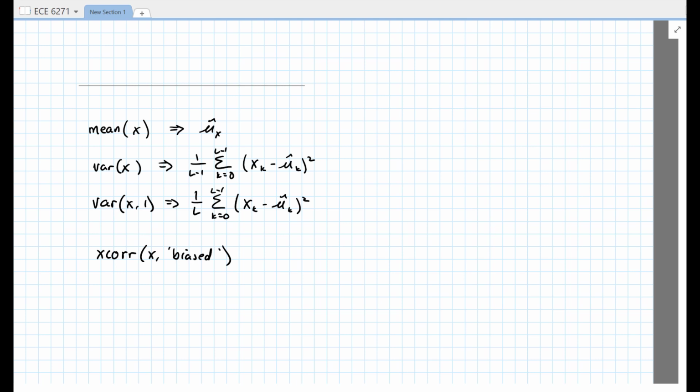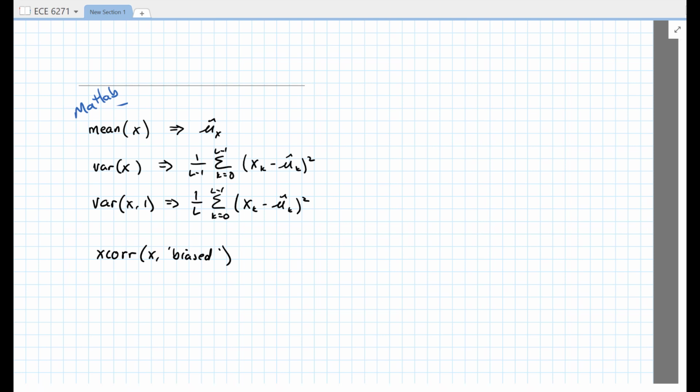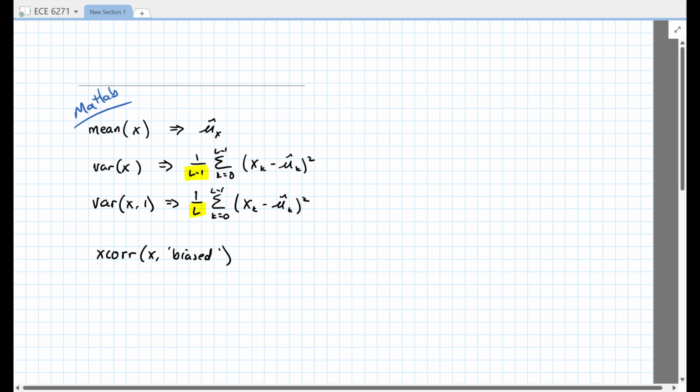I'd like to take just one more minute and describe an important software programming implication of these things. So in MATLAB, we have the following functions and similar ones in Python. That is, the mean function of x gives our sample mean, just as we've seen it before. Variance gives the unbiased version of the variance, as we've seen that before, as we just finished developing. And variance with the parameter comma 1 gives the biased version of the variance.